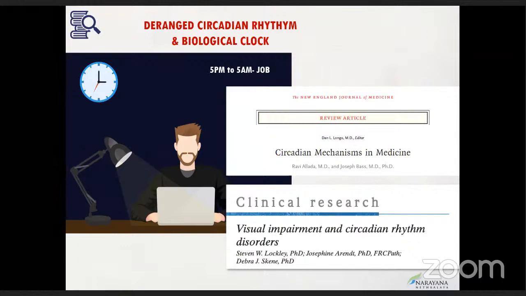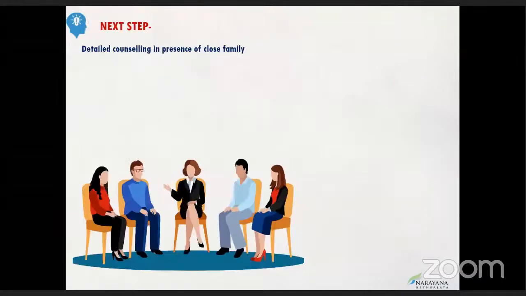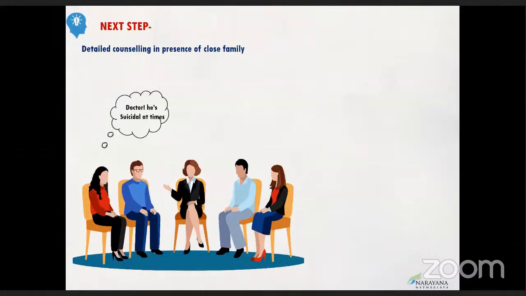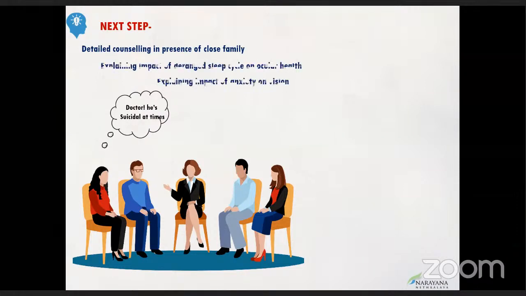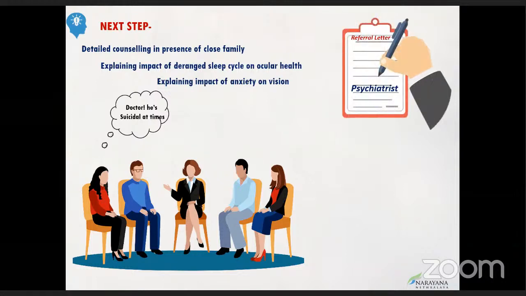So we thought we'll counsel the patient, next slide, in the presence of a close family member, wherein his wife, next please, revealed that the patient was suicidal at some times, and then we knew that the patient needed professional help. Now, keeping in mind, next slide, his fragile mental state, we also explained to him the impact of a deranged sleep cycle and anxiety on vision. And in order to avoid the unwanted stigma and further stress, we used the term neurobiologist.